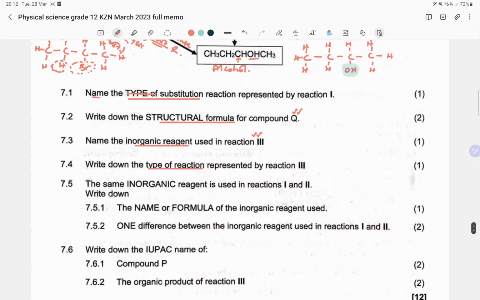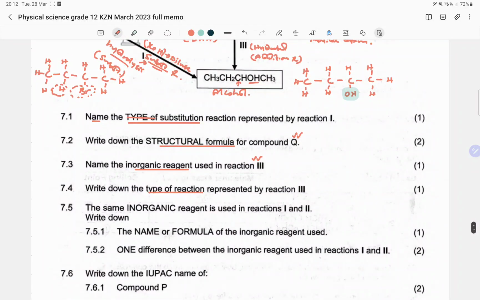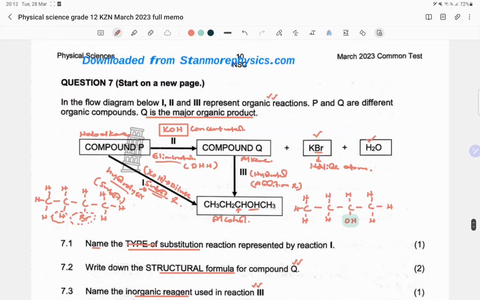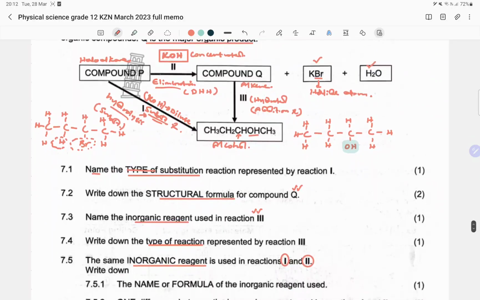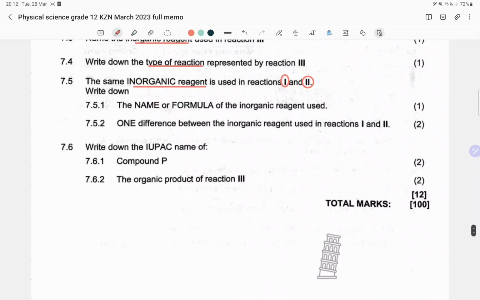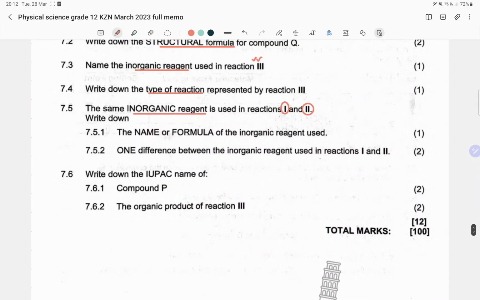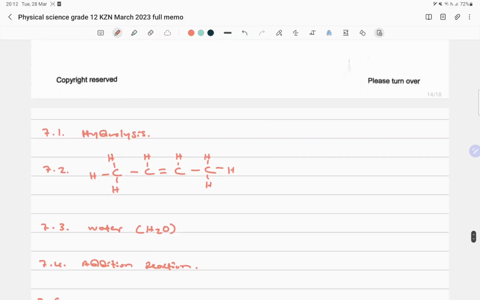Okay, let's look at 7.5. It says now the same inorganic reagent used in 1 and 2, and we can see here that it is KOH, because we just wanted to keep it simple, and they just did the same. Potassium hydroxide, that is the inorganic reagent that you add there. It says name or formula of the inorganic reagent used.